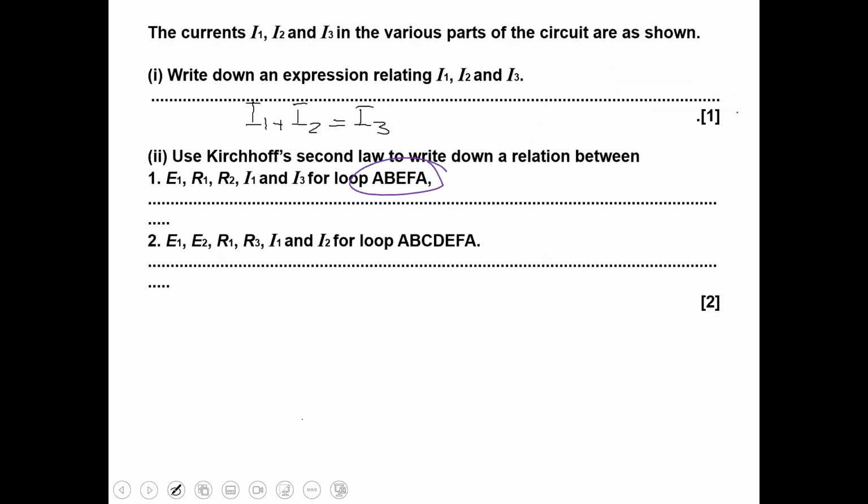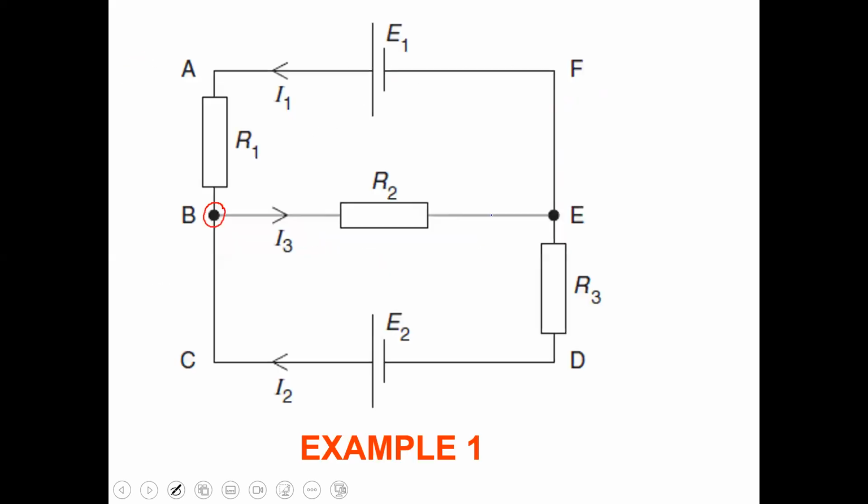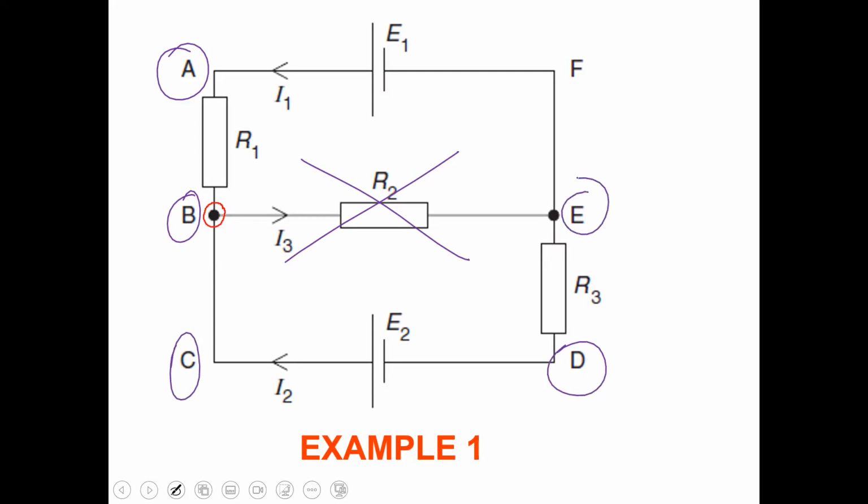Now, work out this bigger loop, ABCDEFA. I will cancel out this, and look, ABCDEFA, the bigger loop. I have cancelled the middle resistance.